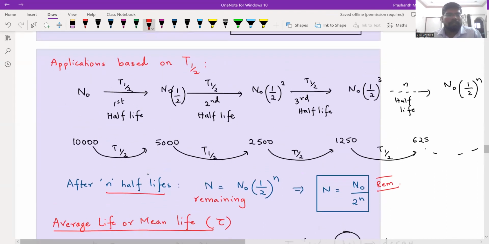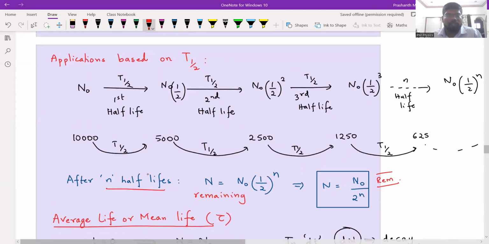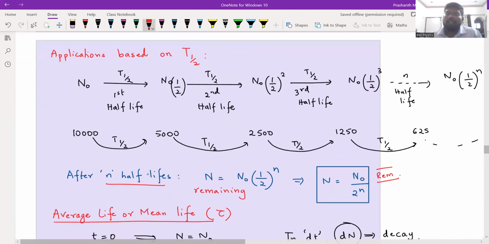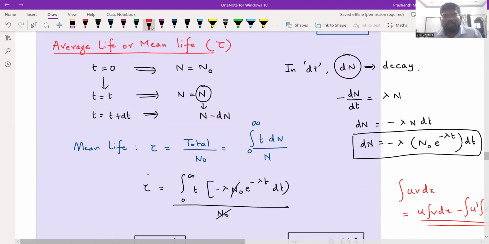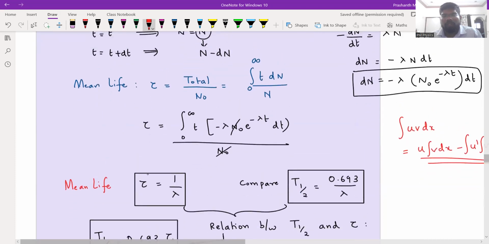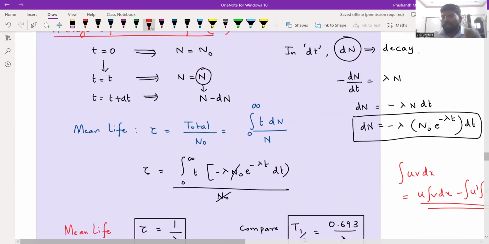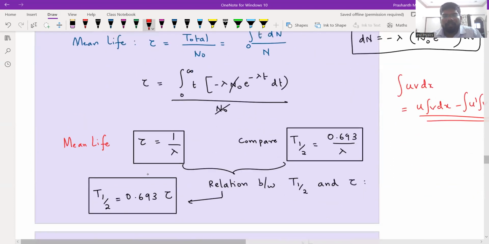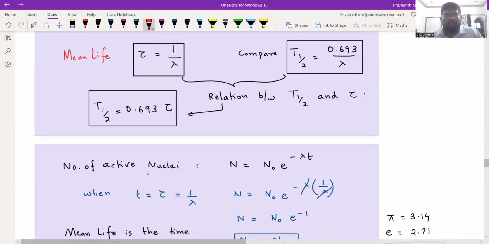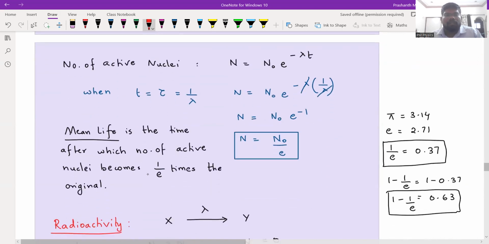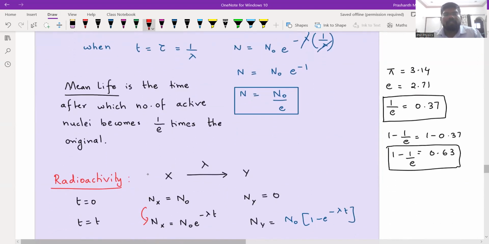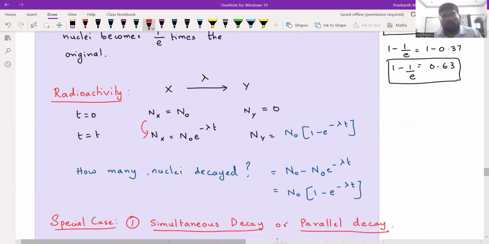If initially the sample is 10,000, after one half-life it will become 5,000, then 2,500. In this way, the half-life keeps on going. Then the average life, as we have seen after the integration, comes out to be 1 by lambda. The relation is T half equals 0.693 times the mean life. One more way of defining the mean life is the time taken in which the number of active nuclei becomes 1 by e times of the original.